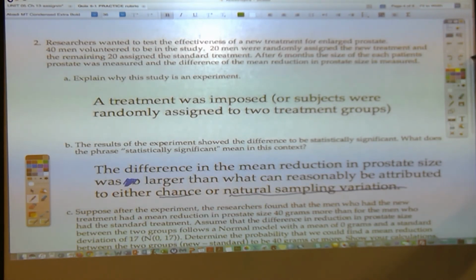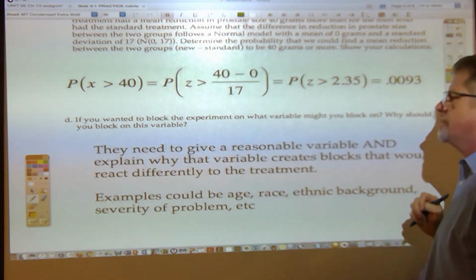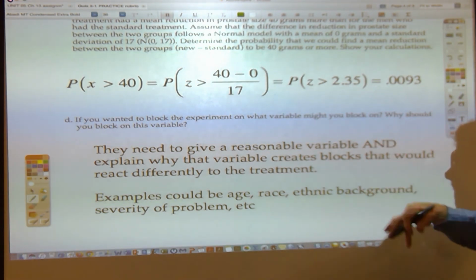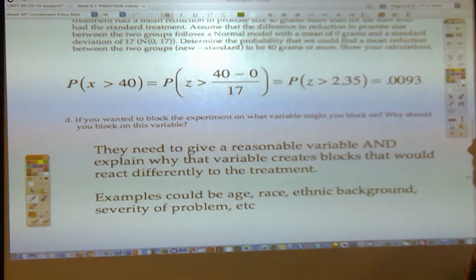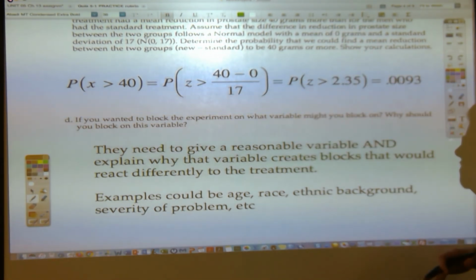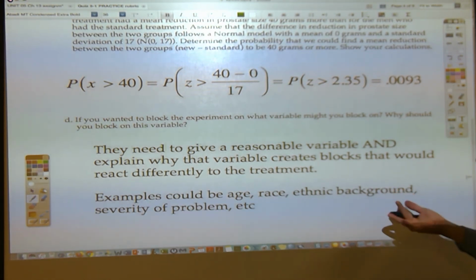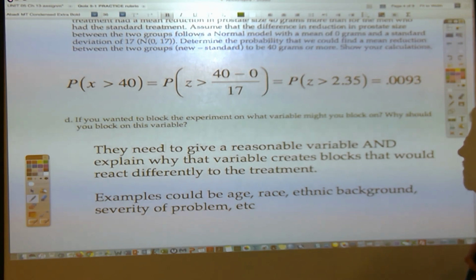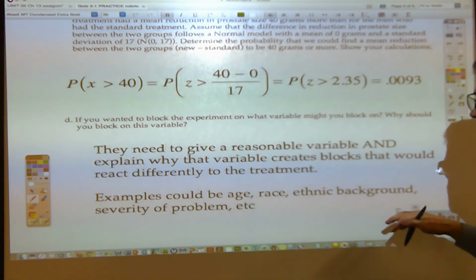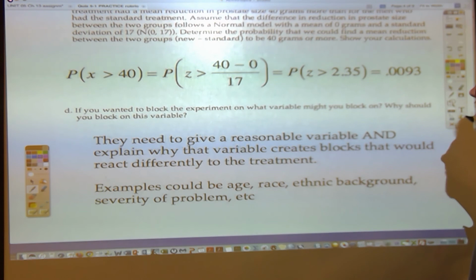Finally, on the practice quiz we had, if you wanted to block the experiment, on what variable might you block? So again, we could block on age or on health status. In particular, some health status that's related to this problem. So something about maybe how long you've been struggling with prostate symptoms. Why should you block? So you would have to explain that. It could be differences based on age, race, ethnic background, severity of problem, etc. So that is the practice quiz.